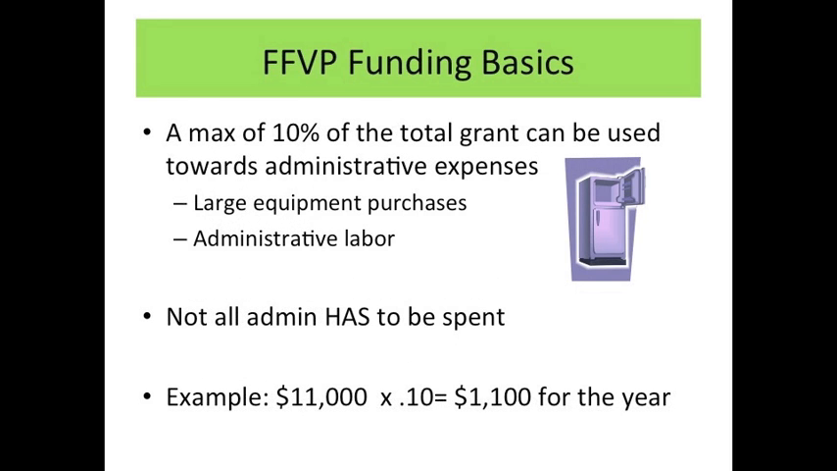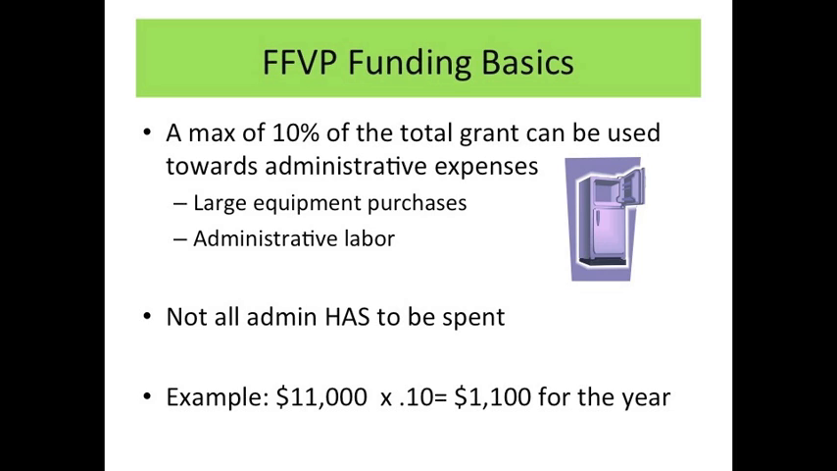Keep in mind that a maximum of 10% of the total grant can be used towards administrative expenses. This includes large equipment purchases, such as refrigerators and coolers. It can also include administrative labor for the staff person coordinating the program. This includes time spent on filing claims, planning menus, and ordering. Also, keep in mind that not all admin money has to be spent. The majority of funds should be used to purchase fruits and vegetables.